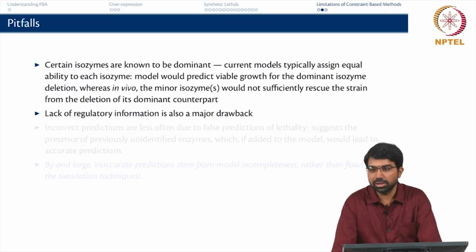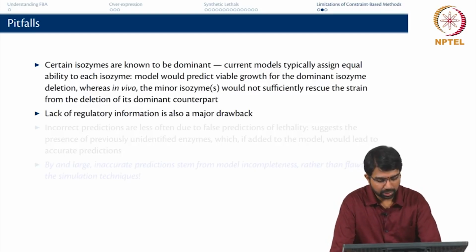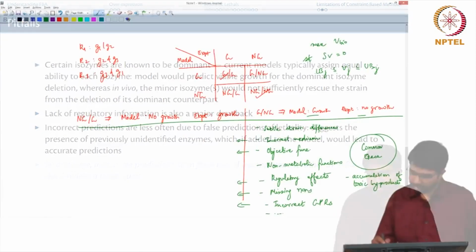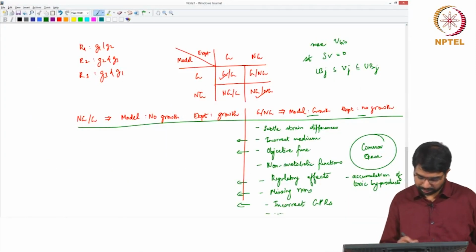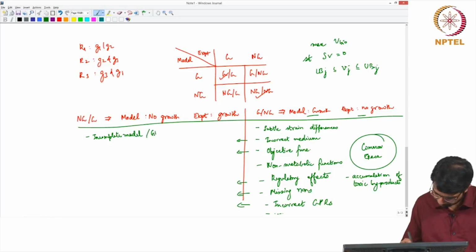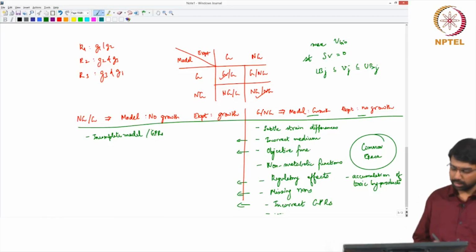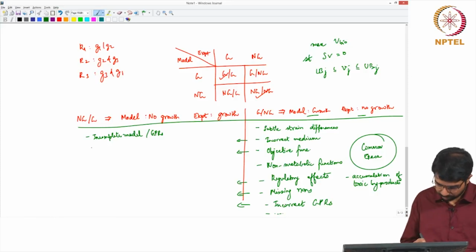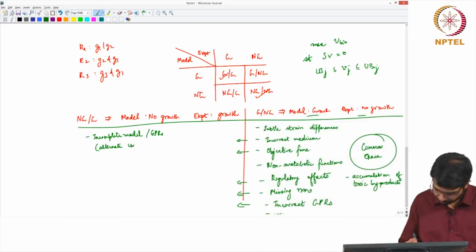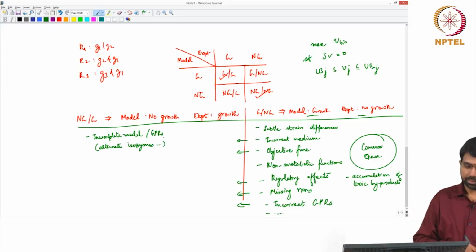The lack of regulatory information is also a major drawback, right. And usually incorrect predictions are due to false predictions of lethality. This can also be because of other unidentified enzymes. Again, you know, we did not exactly say incomplete model. So, we could say incomplete model, right. You could have incomplete models or GPRs, like, you know, alternate isozymes, etc.